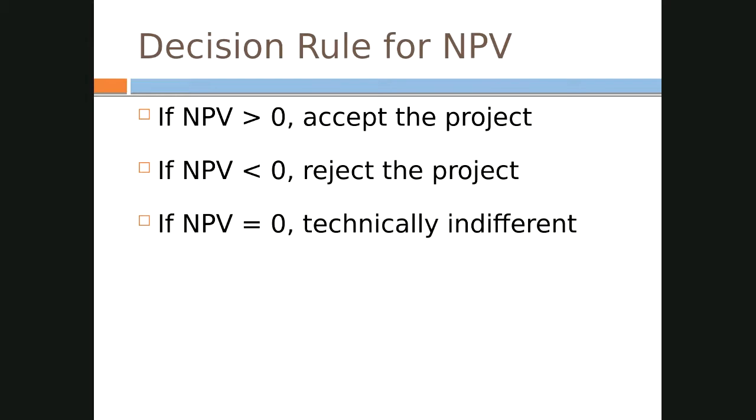Kapag yung NPV is less than 0, i-reject natin yung project. Halimbawa, negative. So why are we going to reject? Kasi yung NPV is the estimated increase sa shareholders' wealth. So if that is negative, if you push through the project, ano mangyayari sa shareholders' wealth mo? Bababa siya. Kung yung NPV mo is equal to 0, technically that is indifferent. Whether you choose to push through the project or not, yung shareholders' wealth mo will be the same.